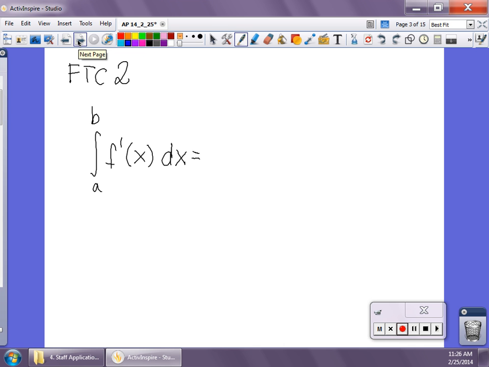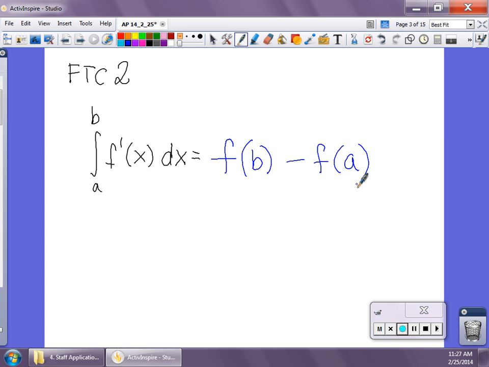FTC2. Some of you do not know that I test this all different ways. So if this is the integral of the derivative, what's the antiderivative? That would be the first step. What is it? F of x. And then to evaluate the integral, you would do f of b minus f of a.